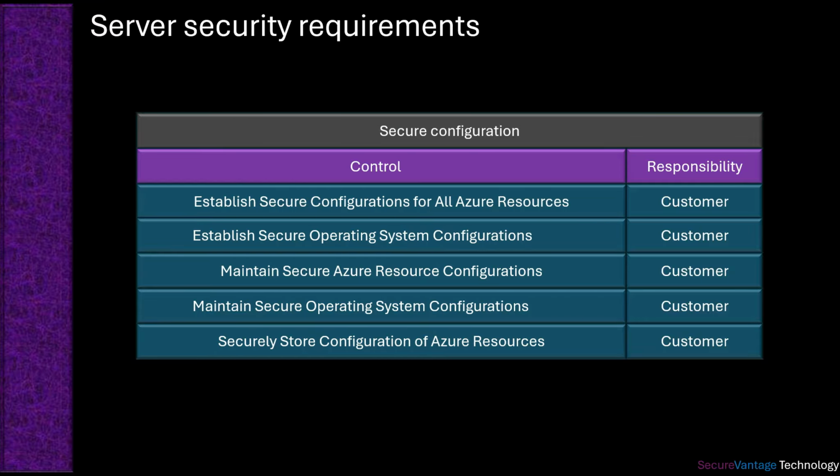Let's break down secure configuration for server security. First control is establish secure configurations for all Azure resources. Think of your server setup as building a secure house. The first step is to ensure that every part of the house, from the doors to the windows, is set up correctly to keep intruders out.